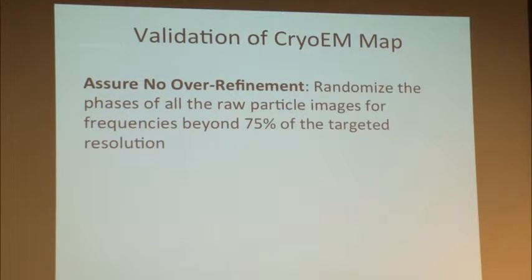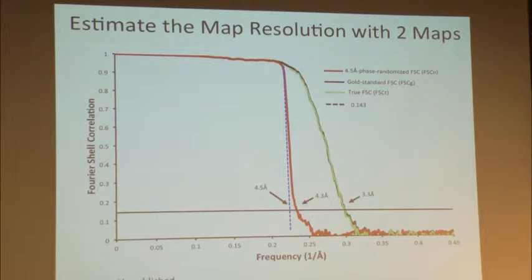One is to randomize the phases of the raw particle images at low resolution. Say the map is at 3.3 angstrom, we would randomize all the phases of the raw images beyond 5 angstroms. That means in my new data set, there should not be any structure that I can see beyond 5 angstrom. Now, if I can get a curve beyond 5 angstrom, I would say I over-refined it. I'm doing something wrong. So this is the curve I'm showing you in red. After I randomize the phases beyond 5 angstrom, the Fourier shell correlation falls off exactly at around 4.5 angstroms.